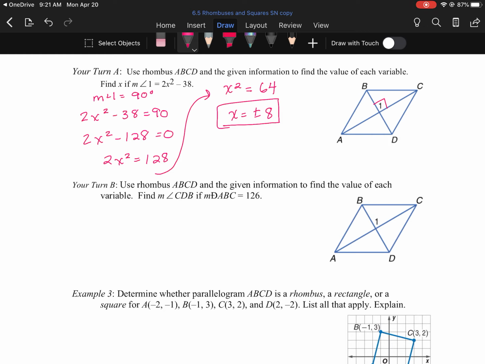All right, so now if we try B, we know that the measure of angle CDB is equal to half the measure of angle ABC. So I'm going to substitute in what I know and solve. So we get 63 degrees is equal to the measure of angle CDB.